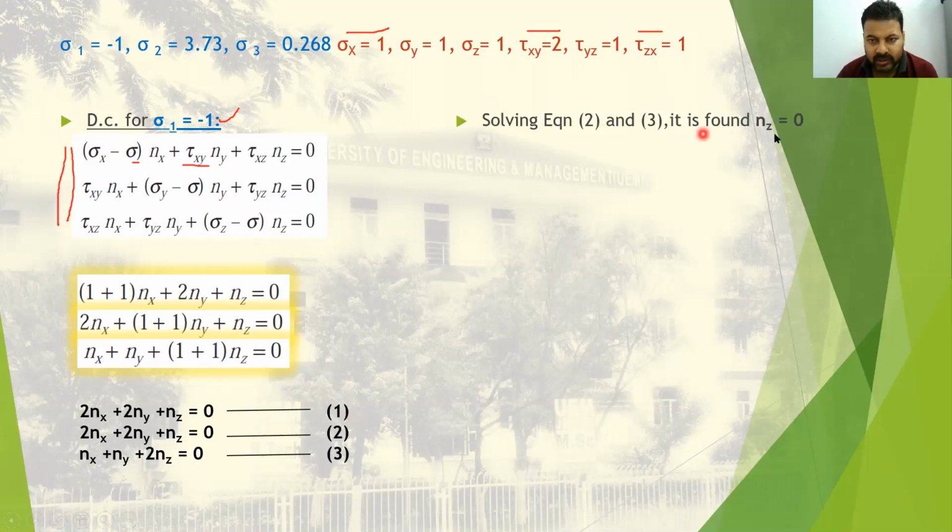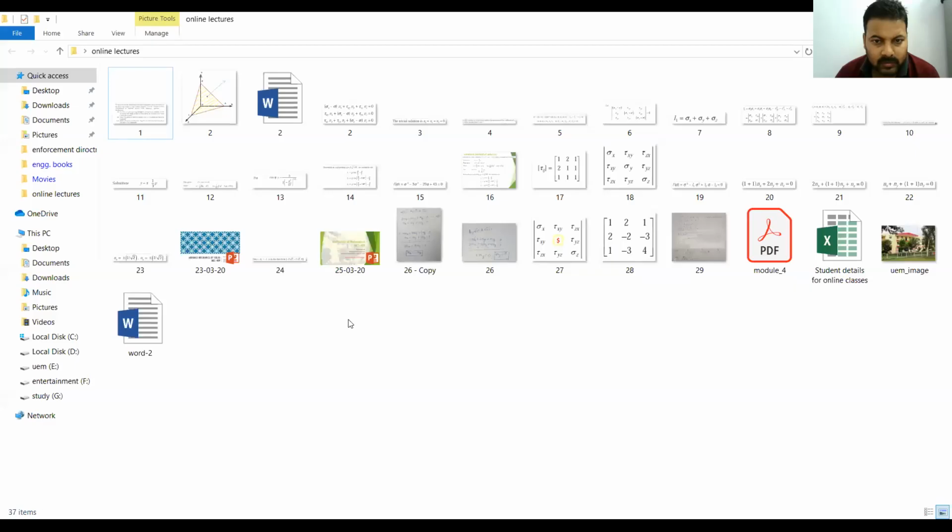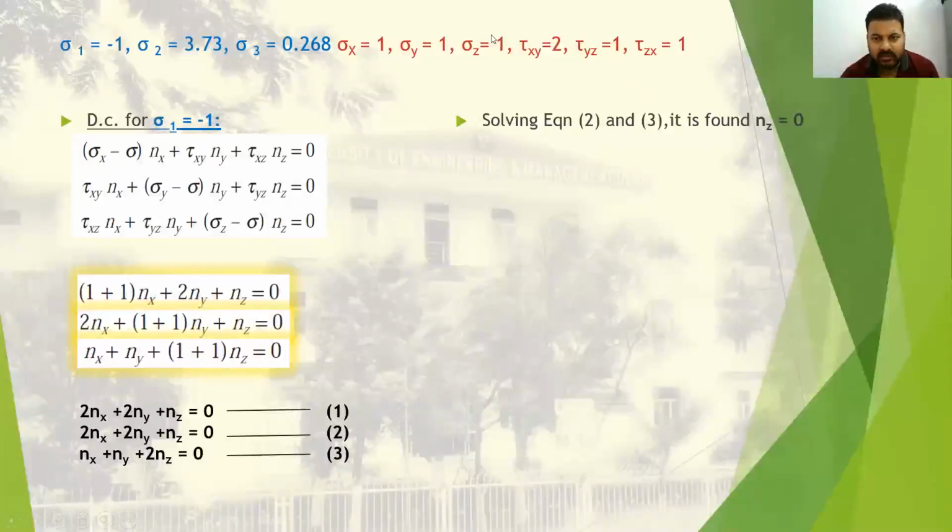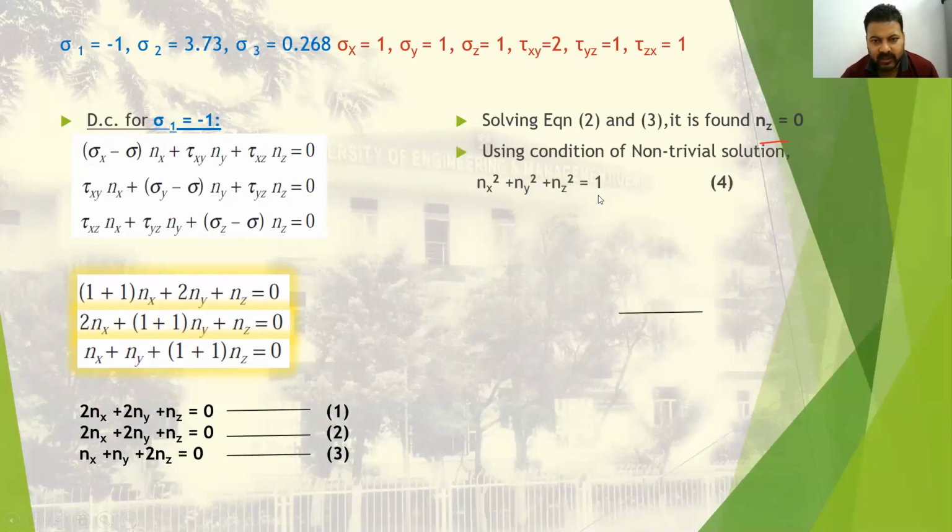Solving equations 2 and 3, it is found that nz is equal to 0. You can ask me how it came. Let me show you. We have got nz equal to 0. Then by using the non-trivial solution condition, that is nx square plus ny square plus nz square is equal to 1, we can use this.